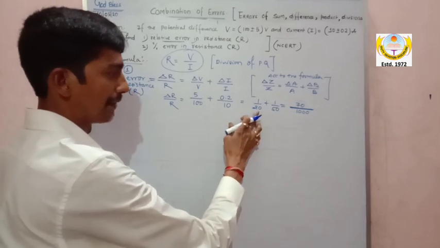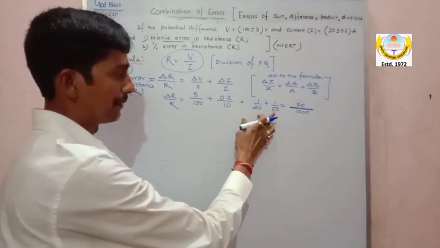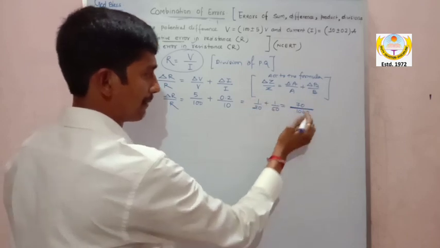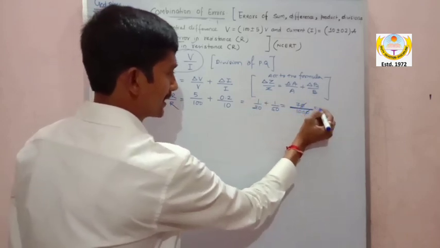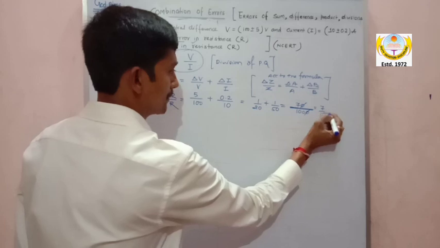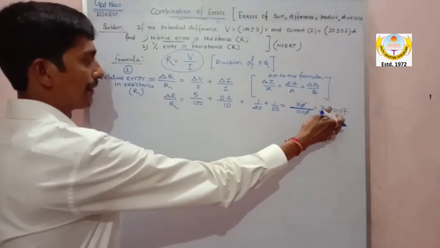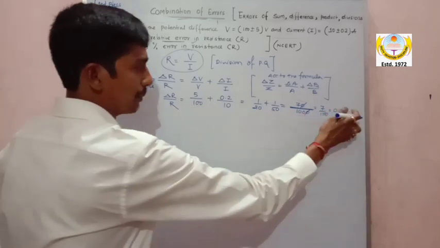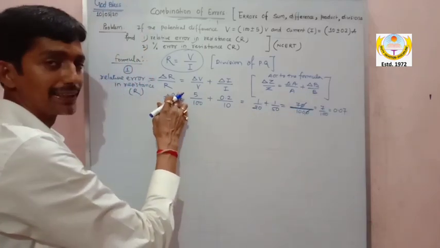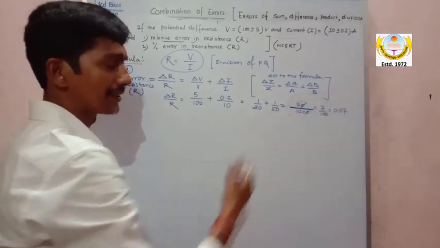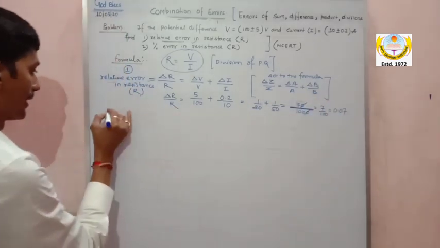50 twos are 100, and 50 twos are 100, my dear, it will be 1000. And 50 plus 20 will be 70. This and this cancel. This is 7 by 100, that is 0.07. And when you calculate relative error, it is unitless. Don't put any unit here, because the upper resistance is in ohm and the lower resistance is also in ohm, so it is unitless. So now, my dear, the next question is over.